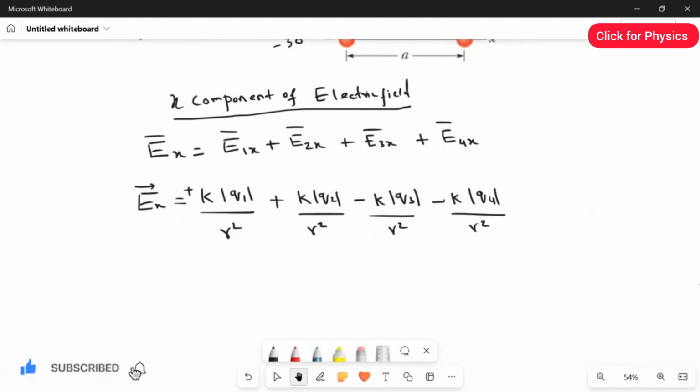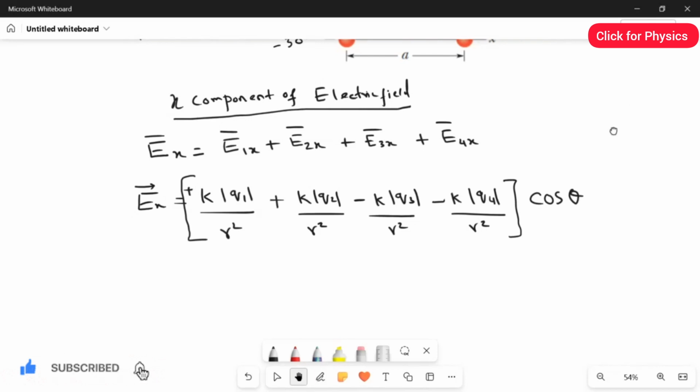As we know the Q1, Q2, Q3, Q4 values, I'm going to substitute them. But before that, we have to mention one more thing. As we mentioned, this is the x component. So what does the x component exactly say? The x component is cosine theta.